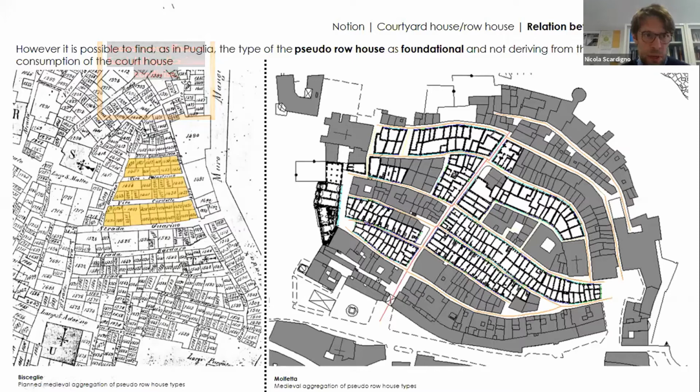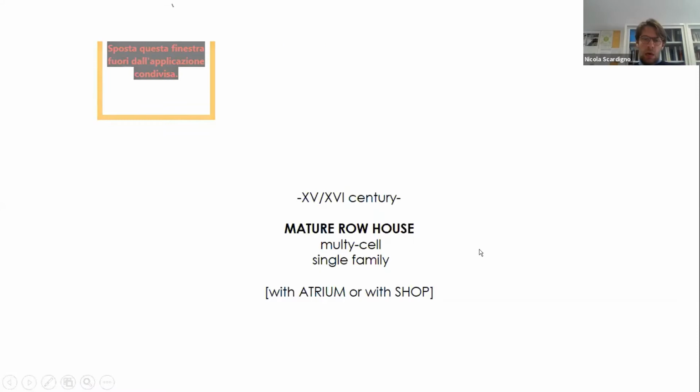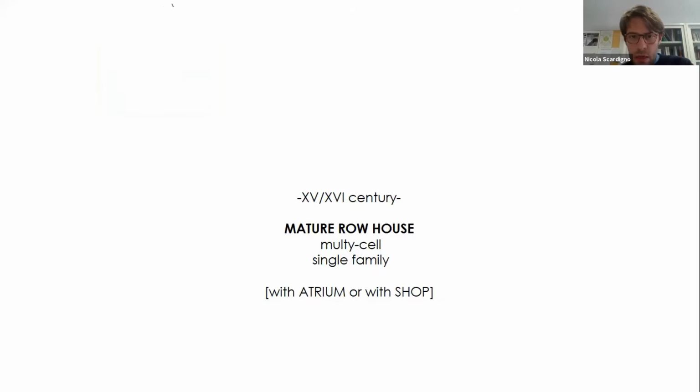Here is an example of a plano medieval aggregation of the pseudo row house type, in Molfetta as well. With aggregation of pseudo row house type, we can see the row houses aggregated in series with single facing and a common wall between. Then, in the 15th and 16th centuries, we get the type of the mature row house, characterized by multi-cell and single family.